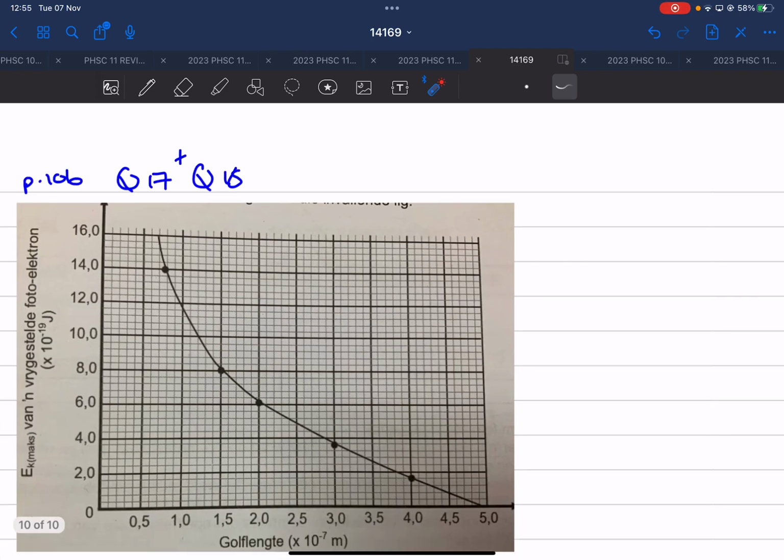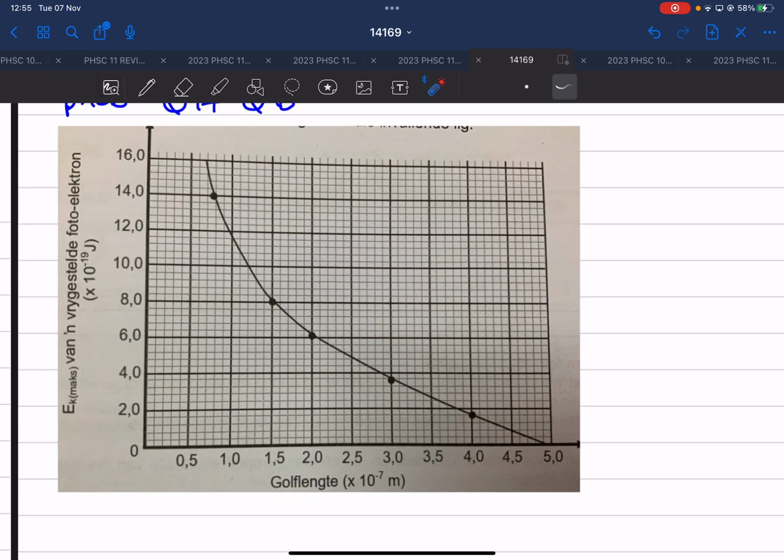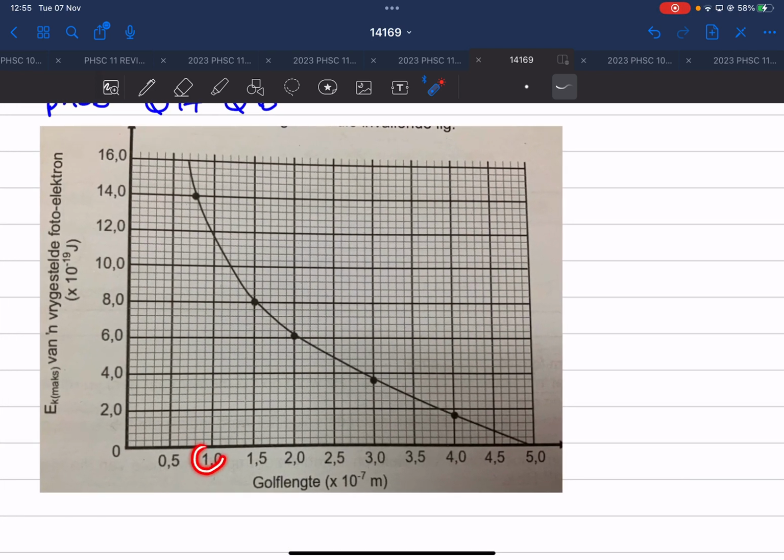Okay. Good. Okay, please just note that every one of these values is times 10 to the power minus 7, and any one of these values is times 10 to the power minus 19. Okay, so don't miss that.